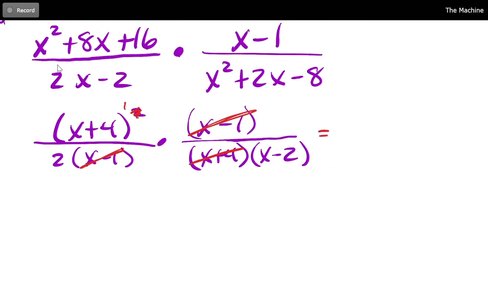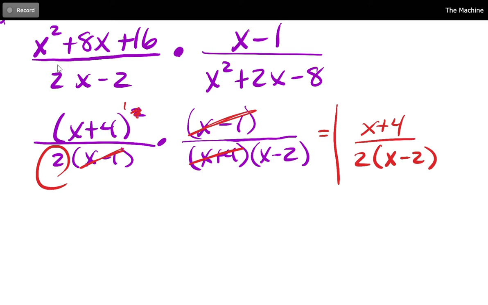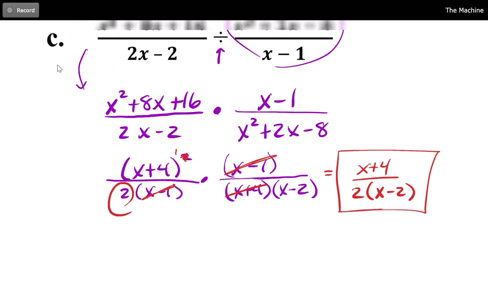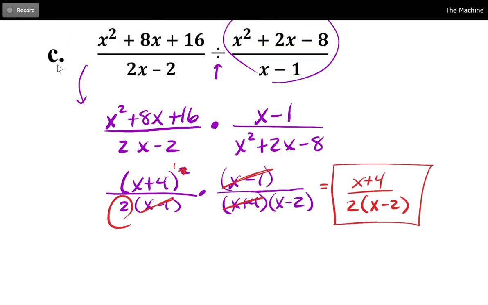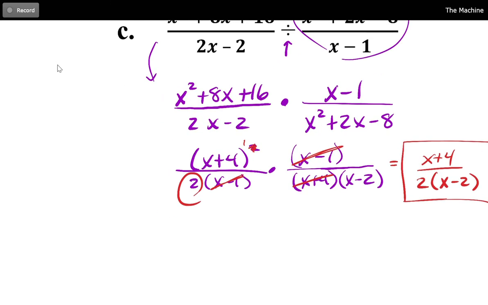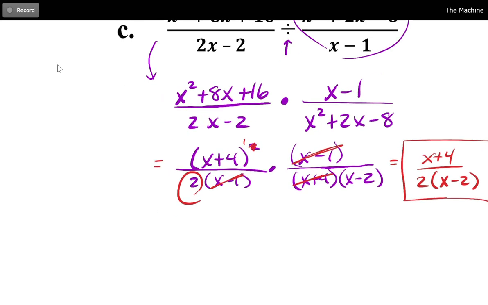So what have I got now as my final answer? I've got an x plus 4 divided by a 2, don't forget that guy right there, times x minus 2. And I wouldn't bother to multiply the 2 into that group, just leave it like that. There's no advantage really to multiplying that in. Okay? So if you take it bit by bit, multiply by the reciprocal of the divisor, and then you're going to factor all the pieces and cancel the common factors. There you go.